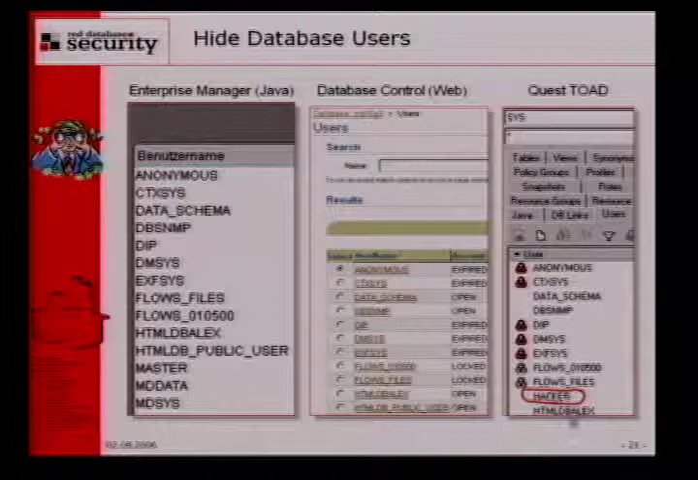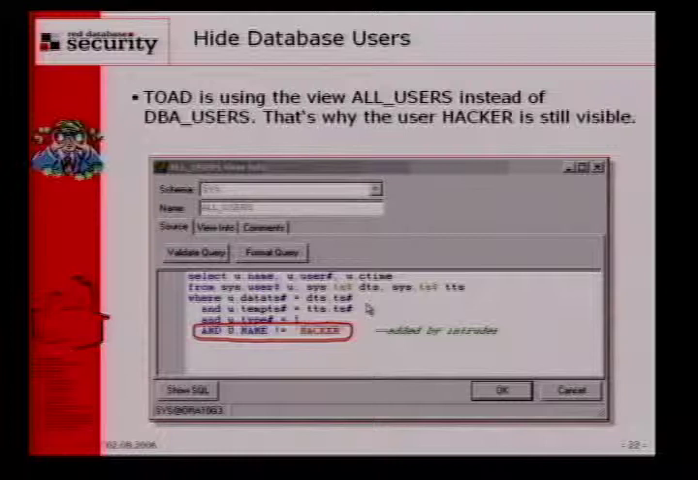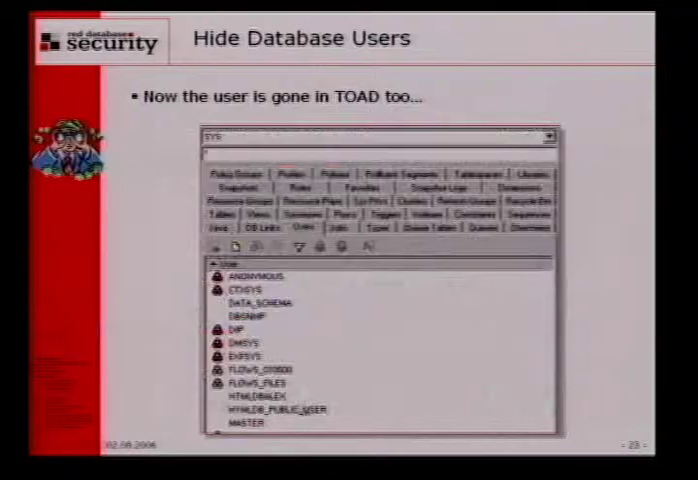Only in Quest Toad the user is visible. The big question, is Toad a better and more secure product? No. Toad is using a different view. So if we modify the view ALL_USERS in the same way, by adding this and uname not equal hacker, the user is also gone in Toad. You can still log on to the database using the user hacker, but it's no longer visible.